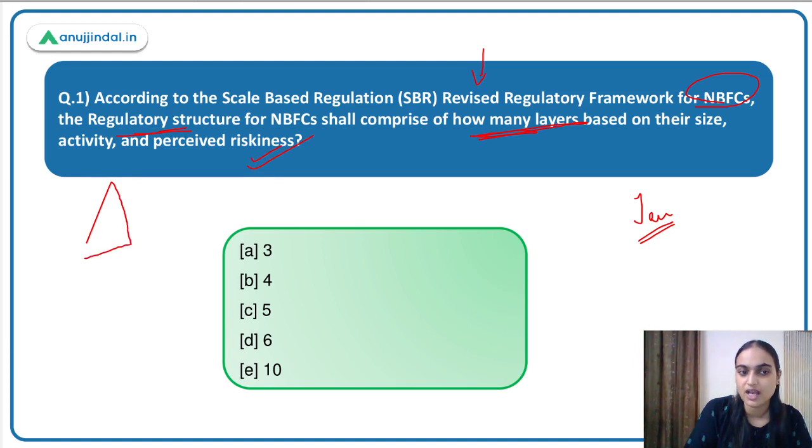According to that, the NBFCs, as the set of proposals suggested, will be classified into different layers. The number of layers NBFCs will be classified into is 4. There is a base layer, and then there are top layers as well. We'll be discussing all that. The answer to this question is option B, 4.